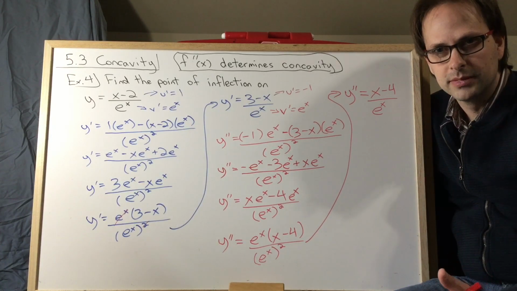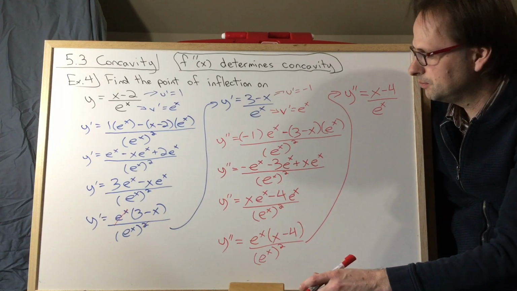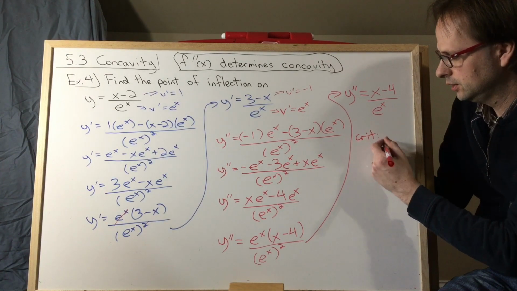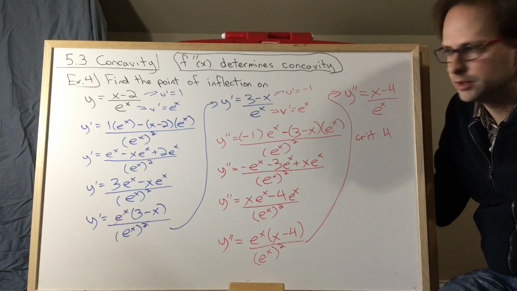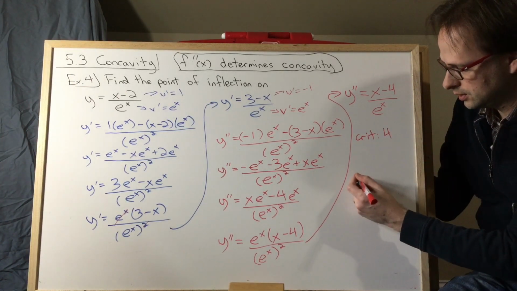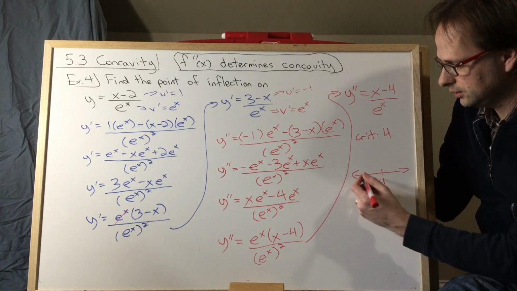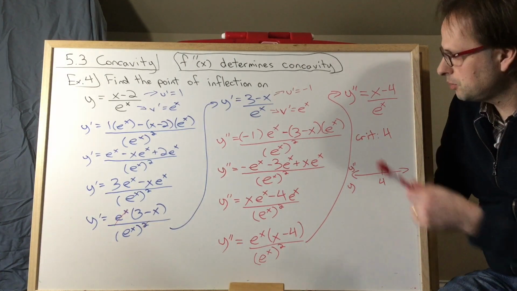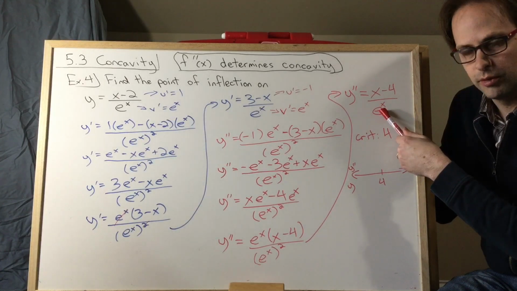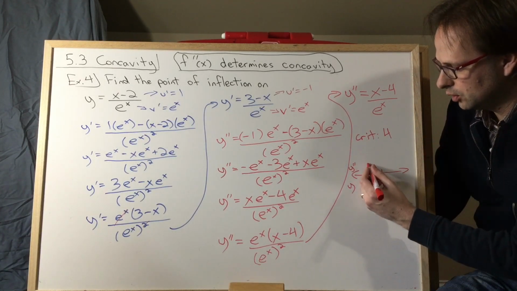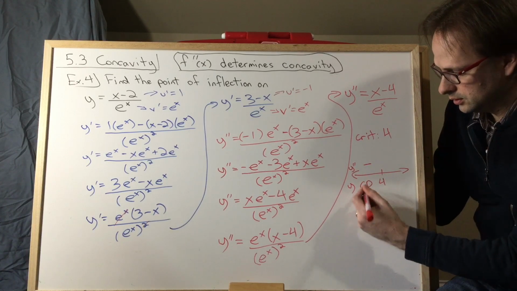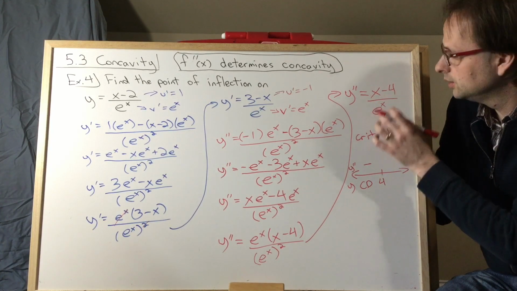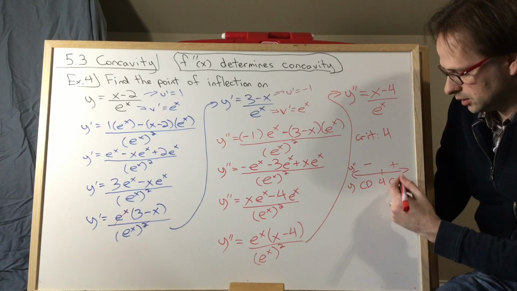I can make a sign diagram. Maybe I'll clear out a little space on the other side. Maybe I won't. We can fit this in. The critical value here is 4. It's the only thing that zeroes out the second derivative, and nothing is going to cause it to be undefined. I'm going to make a number line and test around that on y double prime and y. If I'm not sure, I can do it in my calculator, but if I put in, say, 0 for x, I'll get -4 over e to the 4. I don't know exactly what that number is, but I know that it's negative. So it starts being concave down. And then if I put in 5, I'll get 5 minus 4 is 1 over e to the 5. That's a positive number. Concave up.